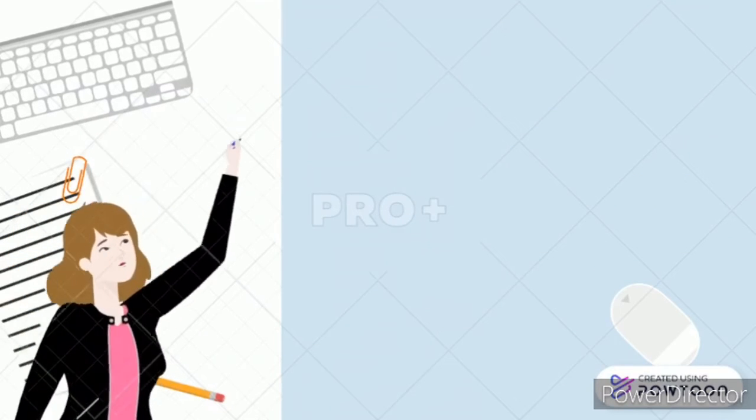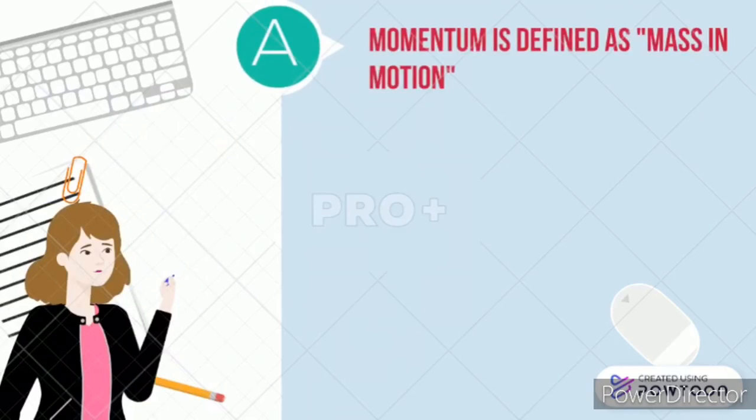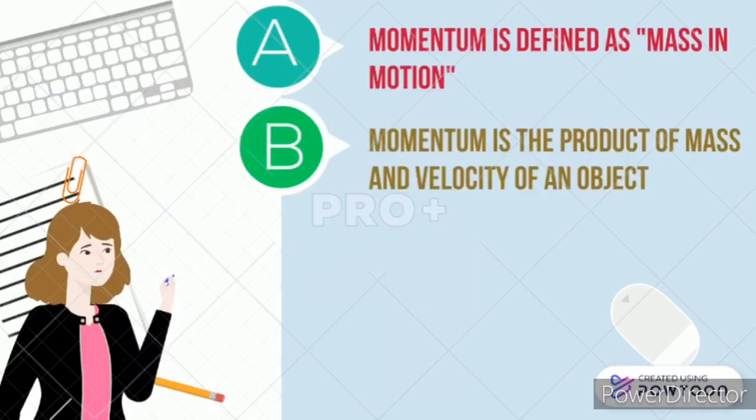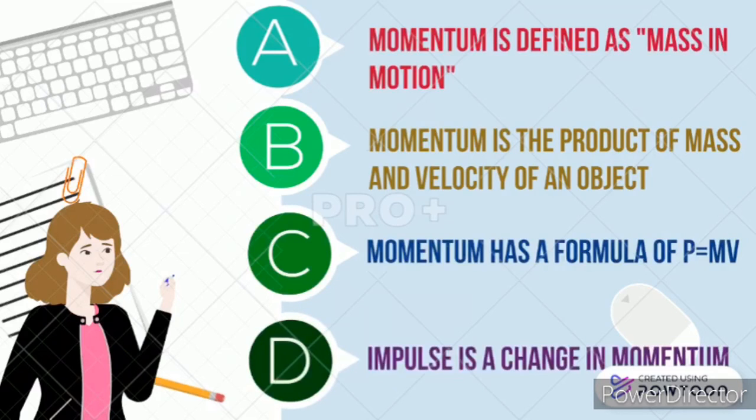After the discussion, these are the points to remember. Momentum is defined as mass in motion. Momentum is the product of mass and velocity of an object. Momentum has a formula of P is equal to mv. Impulse is a change in momentum.